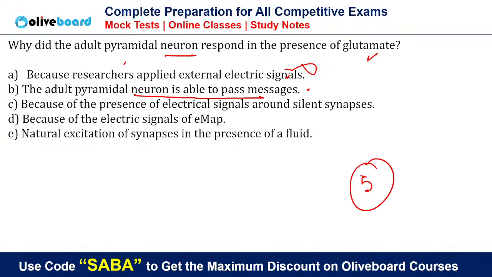Can B be the correct answer? Because electric signals around silent synapses you will not use. Because of electric signals of EMAP you will not use. So I think the answer, and none of these is given. So the answer will be B only. It responded in the presence of glutamate because this neurotransmitter, glutamate, philopodia, everything is interconnected. So the adult pyramidal neuron is able to pass messages.